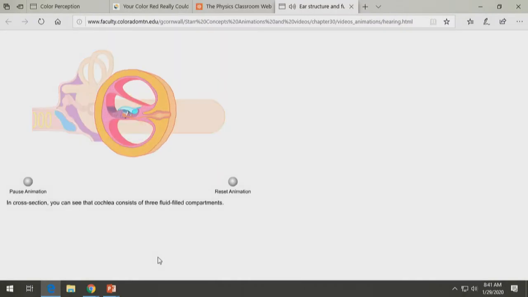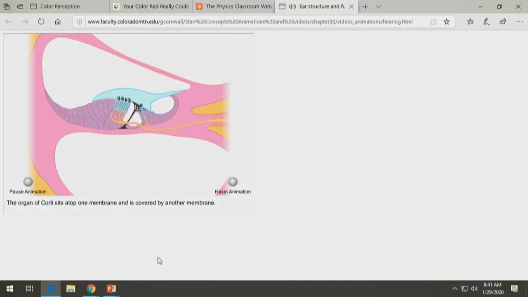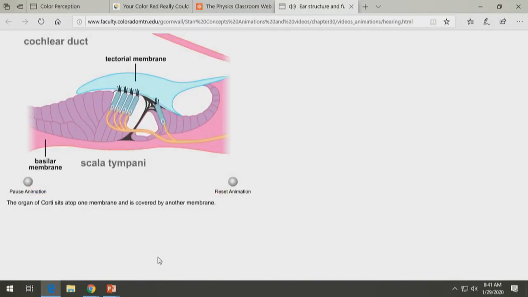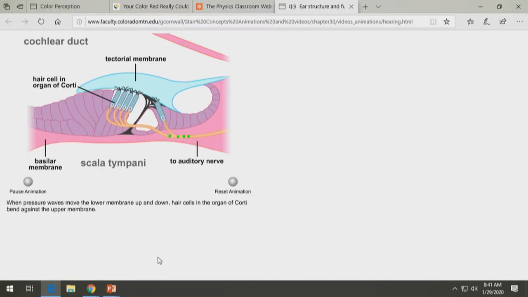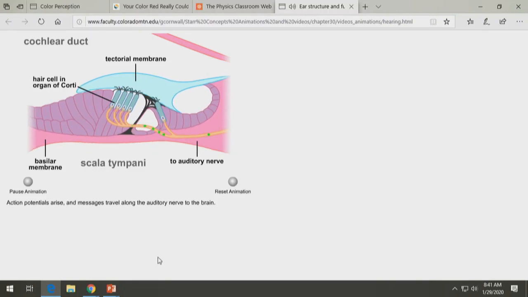In cross-section, you can see that the cochlea consists of 3 fluid-filled compartments. The sound receptors are located in a region called the organ of Corti. The organ of Corti sits atop one membrane and is covered by another membrane. When pressure waves move the lower membrane up and down, hair cells in the organ of Corti bend against the upper membrane. Action potentials arise, and messages travel along the auditory nerve to the brain.